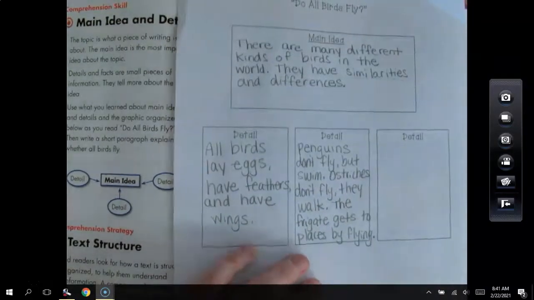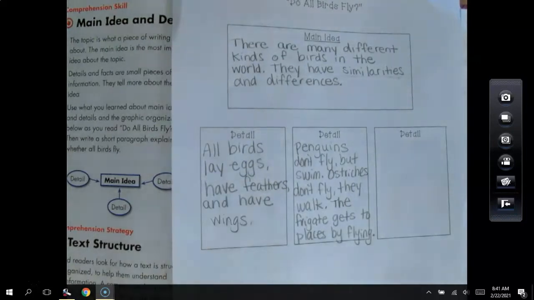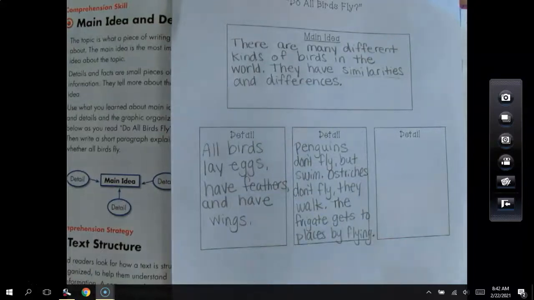So boys and girls, we just explained how 3 different birds are different from each other. Penguins don't fly, but they swim. Ostriches don't fly, they walk. The frigate gets to places by flying. The frigate doesn't swim and has a very hard time of walking. So we just explained, boys and girls, the differences of 3 different birds that we've read about. I'll give you a minute to go ahead and write that.